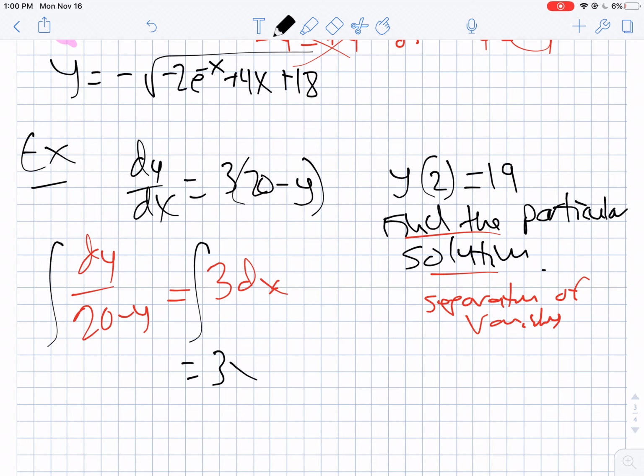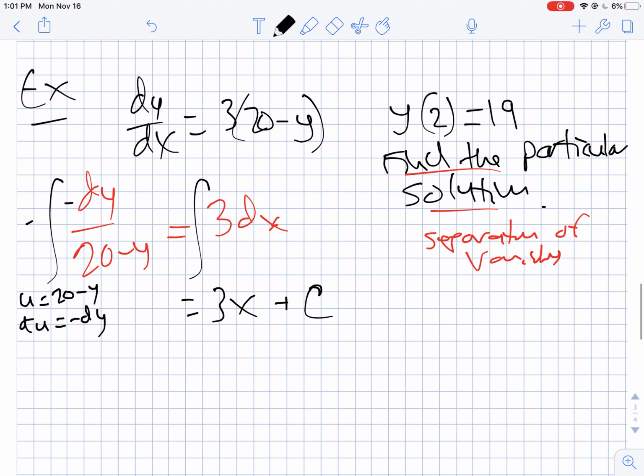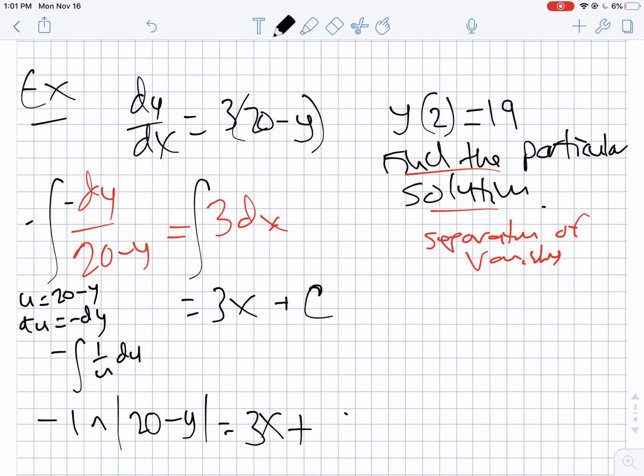The right side's easy. The left side, we have a little u sub to do here, because u is 20 minus y. The derivative of that is a negative dy. So we got a negative and a negative. So it becomes negative integral 1 over u du. So negative ln u. So negative ln 20 minus y equals 3x plus c.